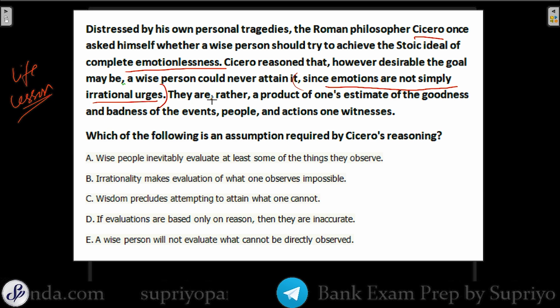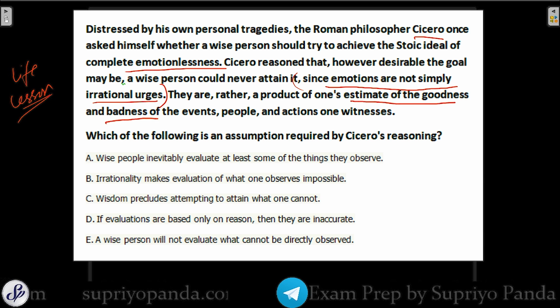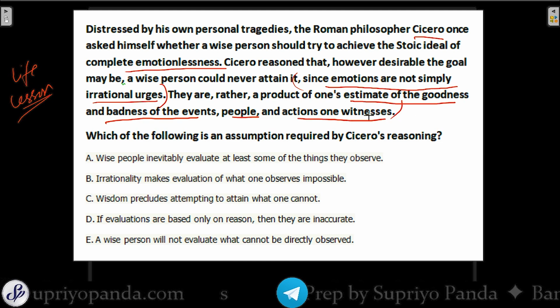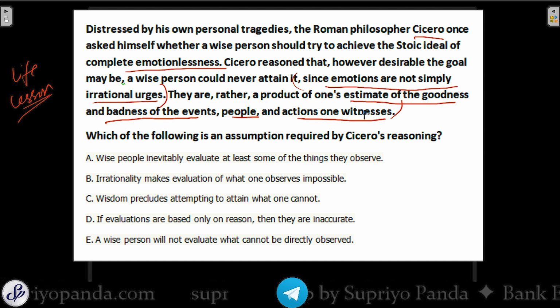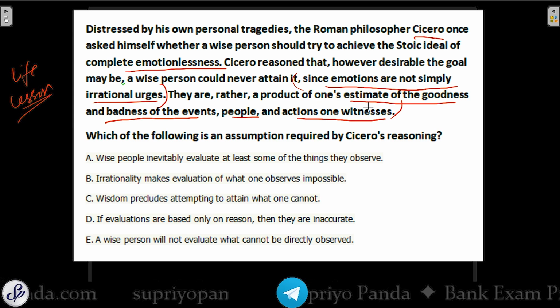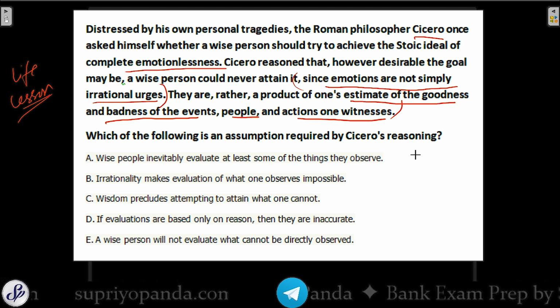So what he's saying is that they are rather a product of one's own estimate of the goodness and badness of the events, people and actions one witnesses. So there is some logic involved. That is what he's saying, that emotions are a result of some logic, and that is why the wise person can never attain it. So which of the following is an assumption required by Cicero's reasoning?